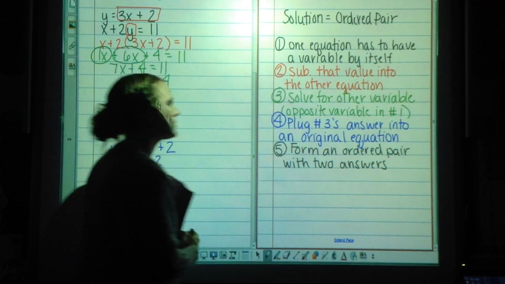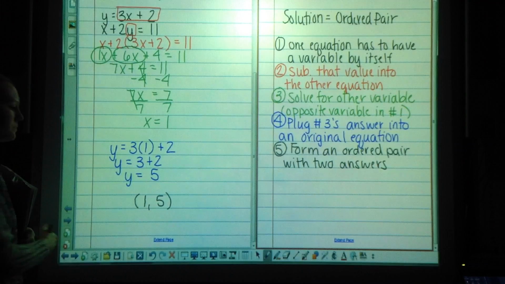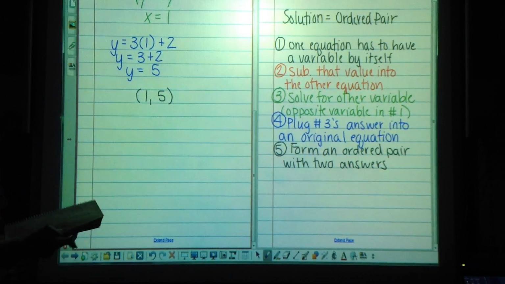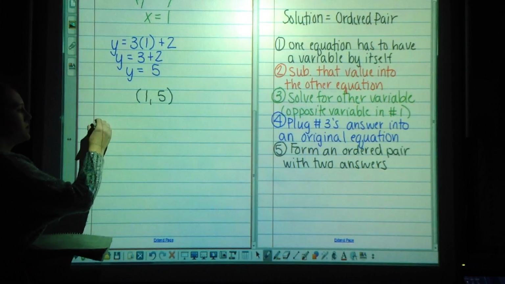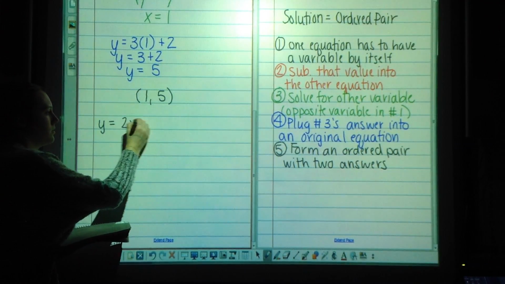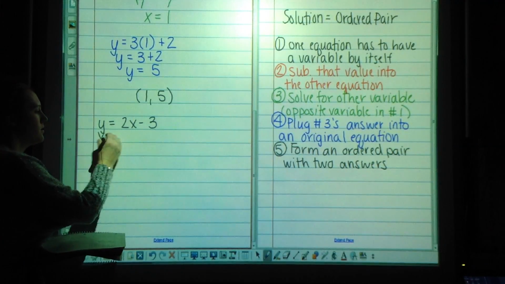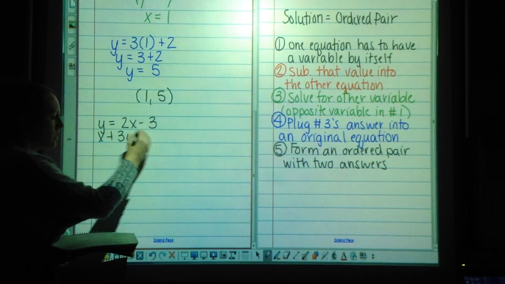Okay, hopefully those steps will help us with the next problem. Let's try another one together. Let's try y equals 2x minus 3 and x plus 3y equals 5.